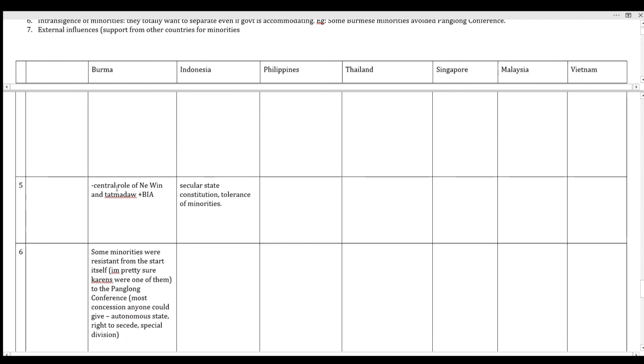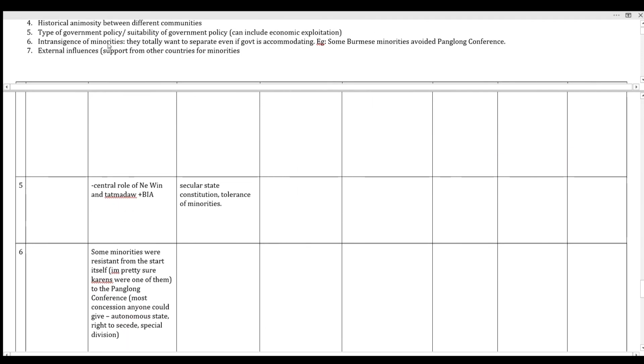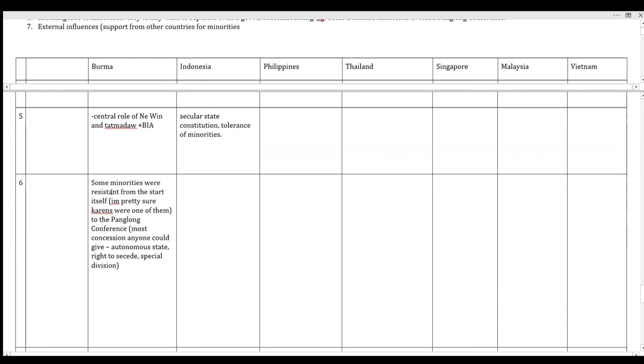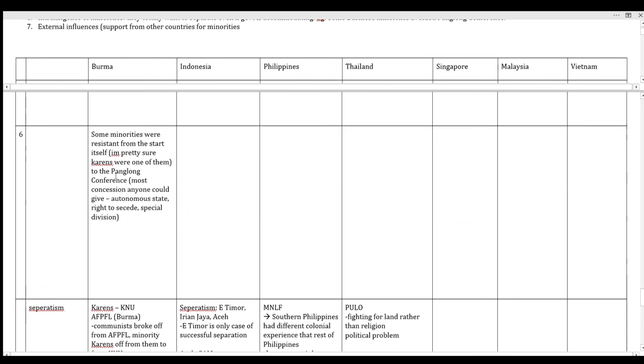What is this for? Okay, so central role of... oh okay, so in Burma we have the central role of Ne Win and the Tatmadaw plus the BIA. In Indonesia we have the secular state constitution and tolerance of minorities. Okay, fine. So for six, right?